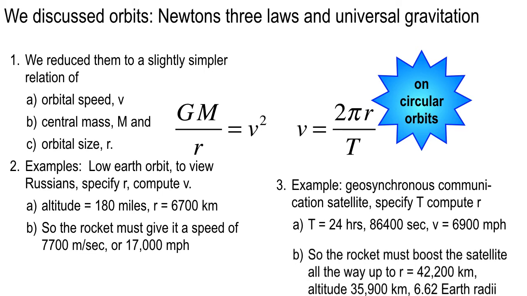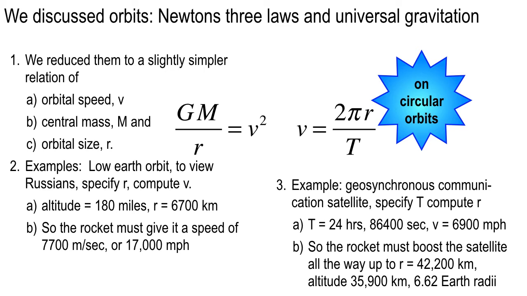6,900 miles per hour. So the rocket has to boost you up to a certain distance: 42,200 kilometers radius, altitude 35,900. And that's about 6.62 Earth radii away from the center of Earth. That's out there quite a ways.